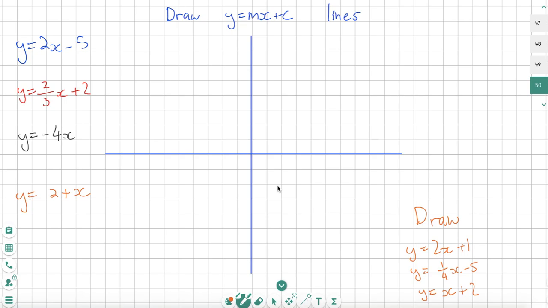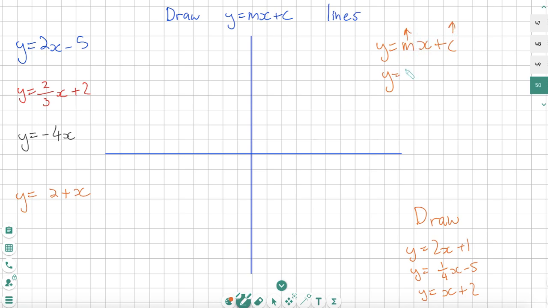Gang, the most basic thing you have to know for your straight line topic is how to draw straight lines, okay? The first type of line we're going to draw are called y equals mx plus c lines. The majority of lines can always be written in the format of y equals mx plus c, about 90% of them. First of all, m and c are numbers.